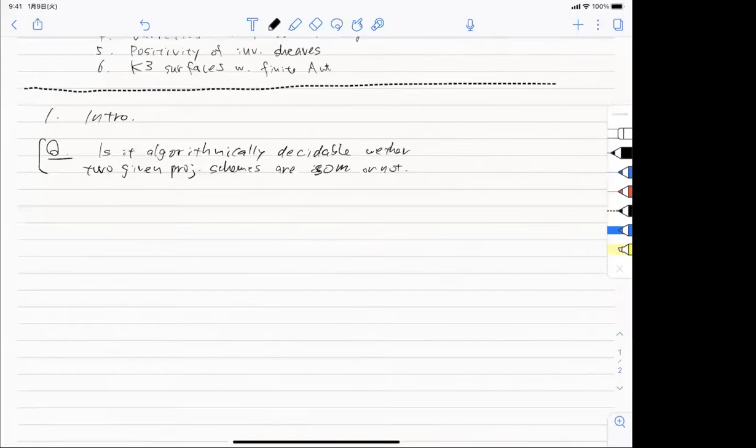It was written that we can answer this question affirmatively in the case of smooth projective curves and also the case of varieties of general type. There was some discussion about surface cases, but there was no conclusion about the surface case. Let me mention a few existing works in this direction.